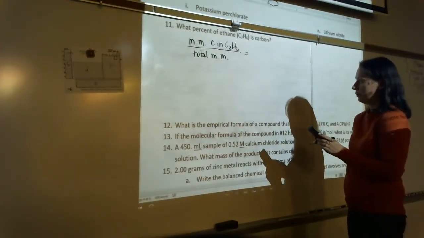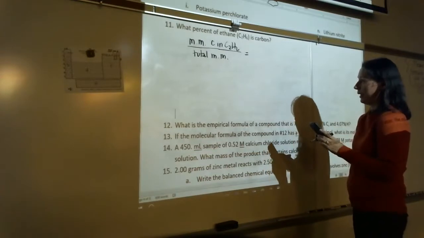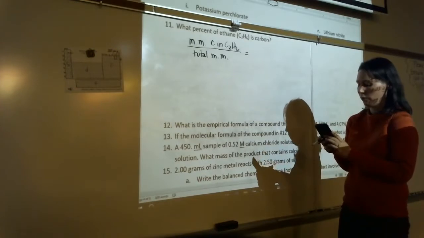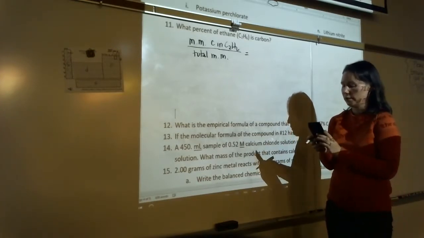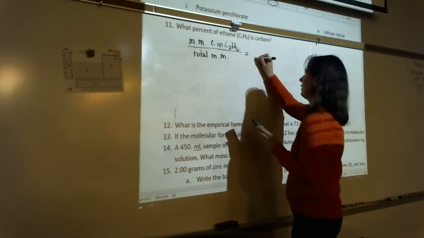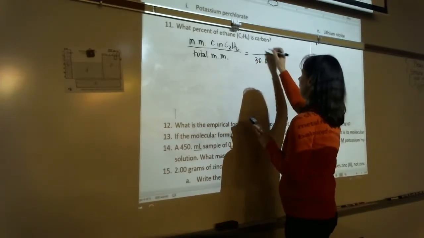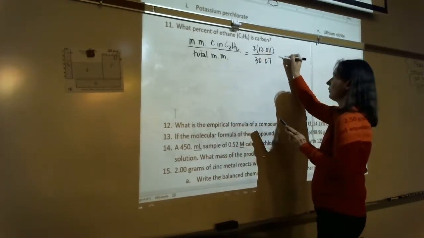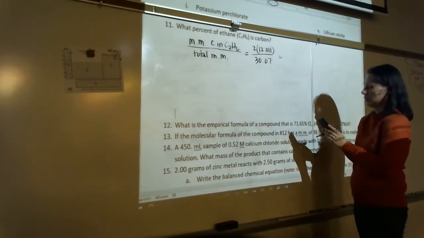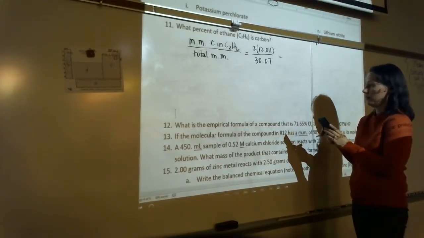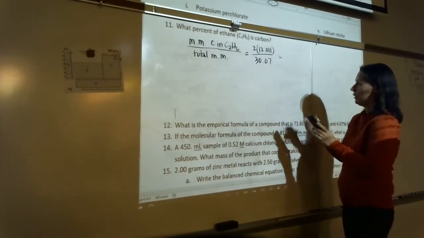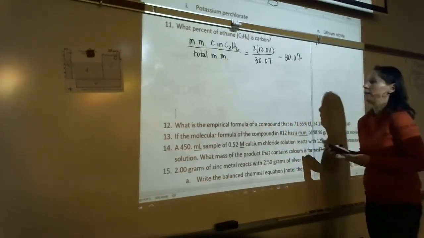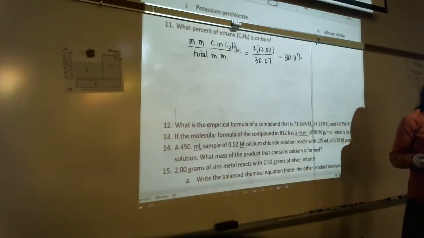Okay, so for the total molar mass, 2 times 12.011 plus 1.008 times 6 gives me 30.07. And then 2 times 12.011 is 24.022, divided by 30. So that's 80%. Questions on how you do percent composition like that?